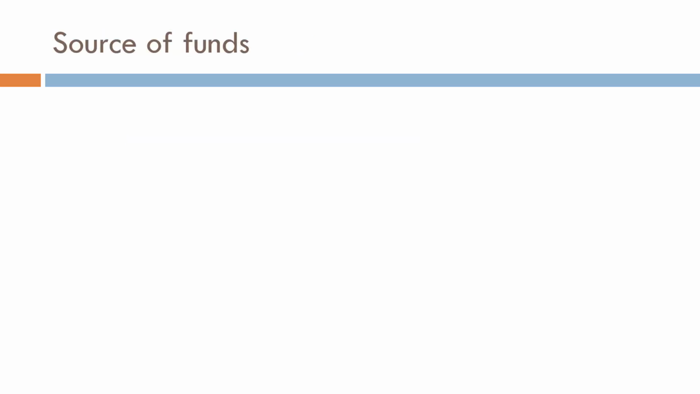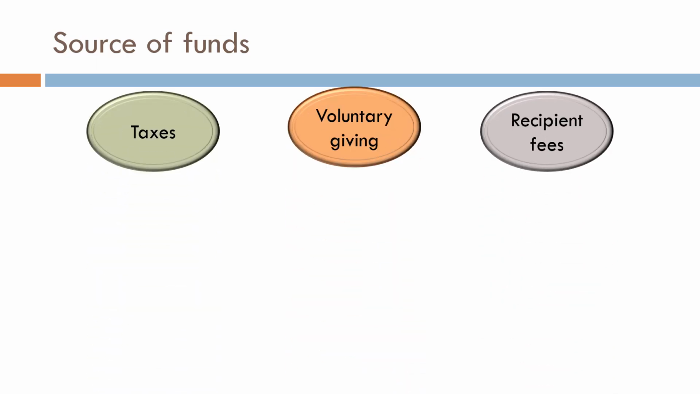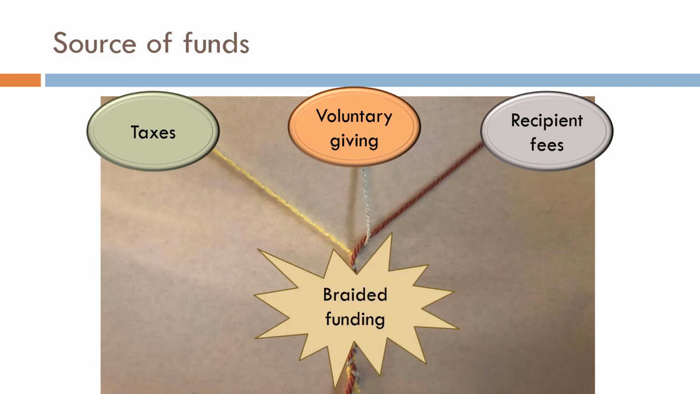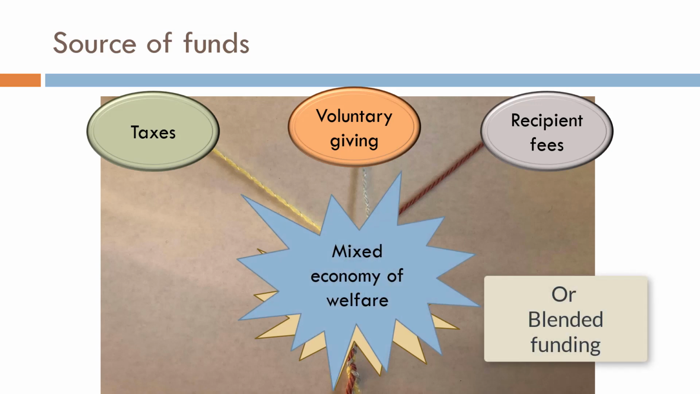Now, as I mentioned, there are three main sources. There are taxes, voluntary giving, and recipient fees. Although on the surface these may seem like separate sources of funds, agencies actually oftentimes use combinations of these in order to fund services. So although there are separate streams, agencies often use what is called braided funding in order to provide services. So at the individual agency level, this is often referred to as braided funding, but on a larger macro scale, we call this the mixed economy of welfare.